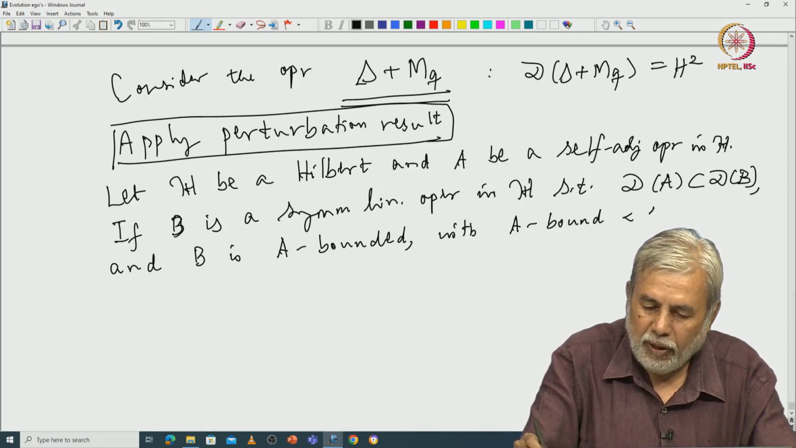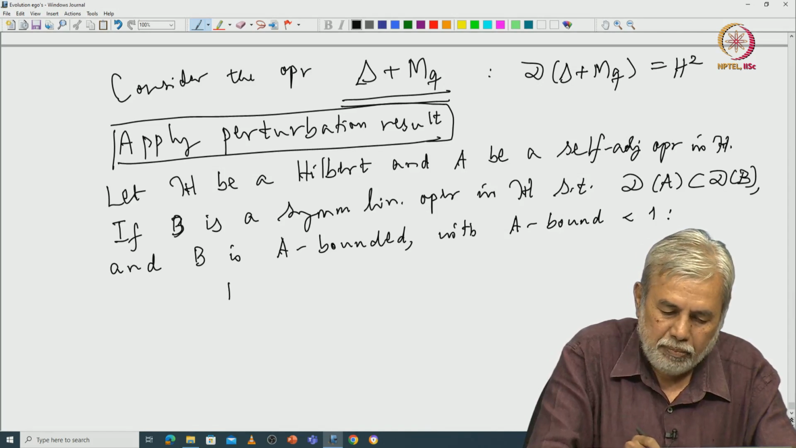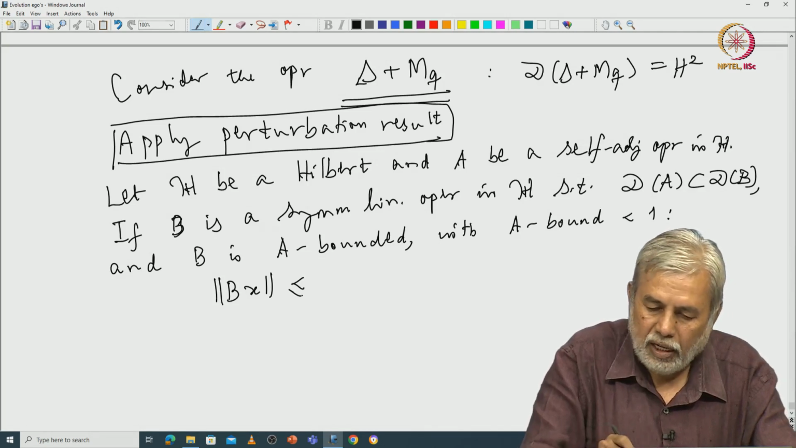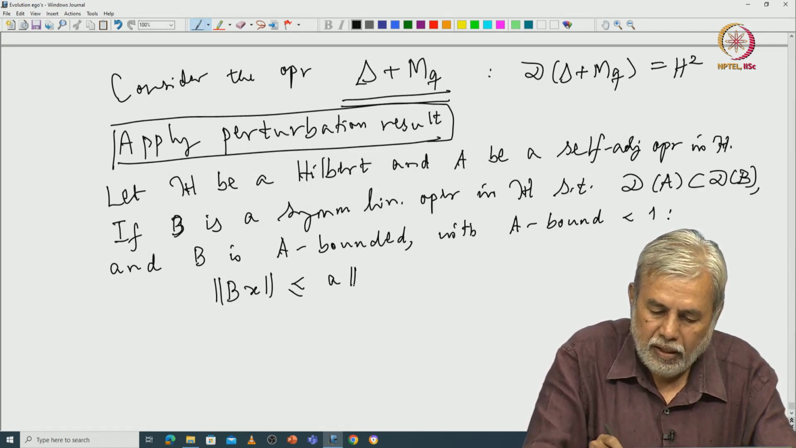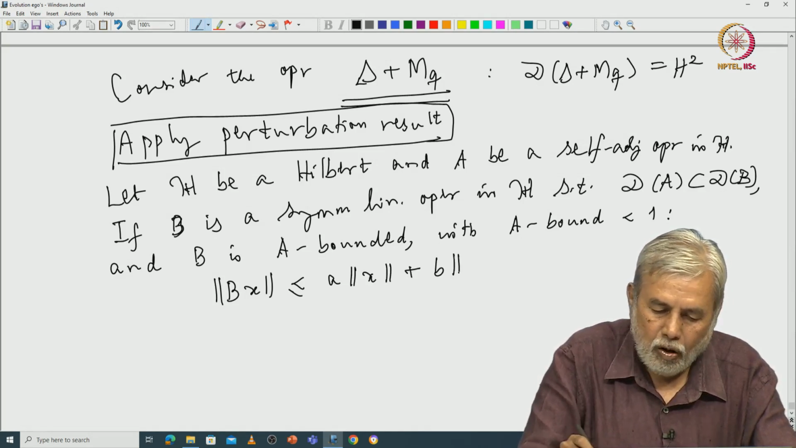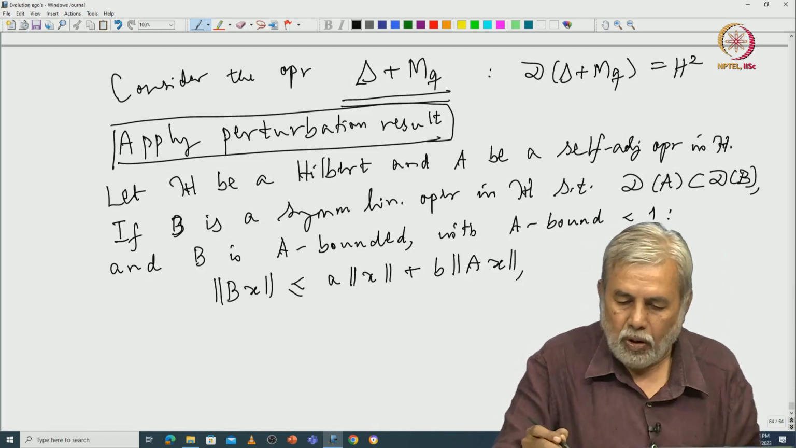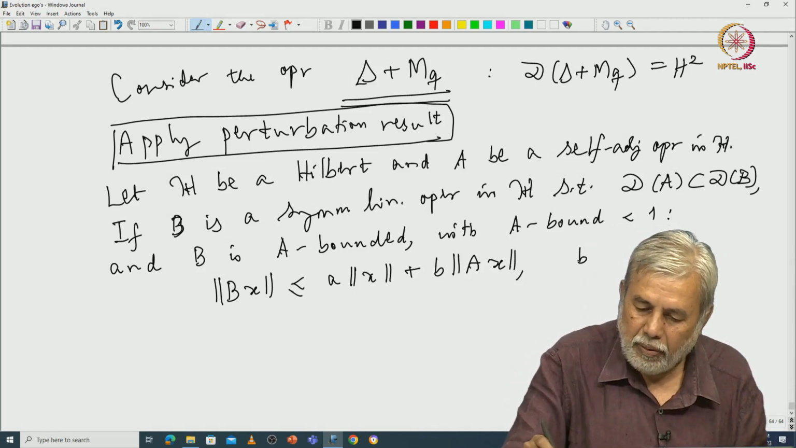Less than 1. So, what does that mean? So, this is the norm in H. Let me call it... plus B norm Ax, where A and B are positive and B is less than 1. So, this is true for all x in the domain.